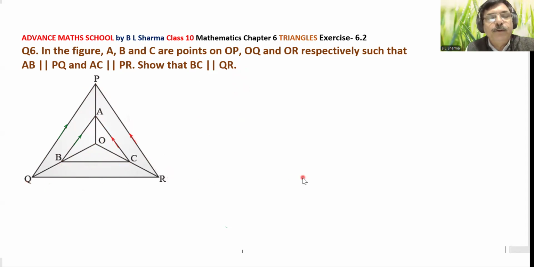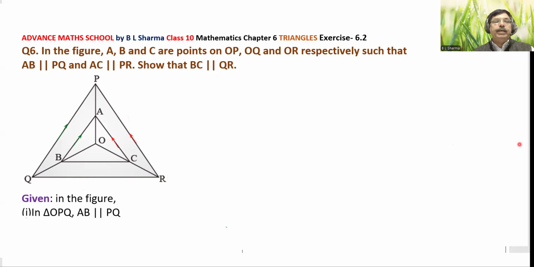जब हमें किसी लाइन को पैरेलल प्रूव करना होगा तो हमें कन्वर्स ऑफ BPT मींस कन्वर्स ऑफ बेसिक प्रोपोर्शनलिटी थ्योरम की हेल्प लेनी पड़ेगी। और जब कोई लाइन पैरेलल गिवन होती है तो हम उसमें बेसिक प्रोपोर्शनलिटी थ्योरम अप्लाई कर सकते हैं। तो सी what is given in the figure: in triangle OPQ, AB is parallel to PQ, and in the other triangle OPR, AC is parallel to PR.